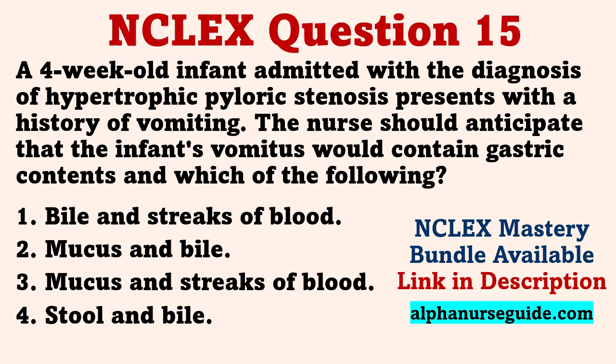The correct answer is 3. The vomitus of an infant with hypertrophic pyloric stenosis contains gastric contents, mucus, and streaks of blood. The vomitus does not contain bile or stool because the pyloric constriction is proximal to the ampulla of Vater.